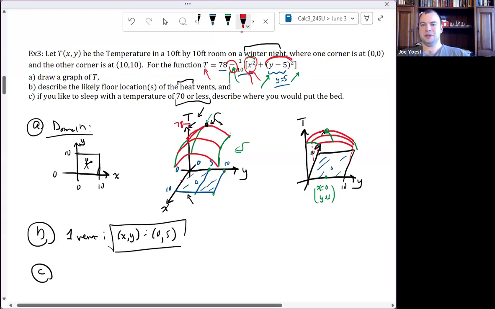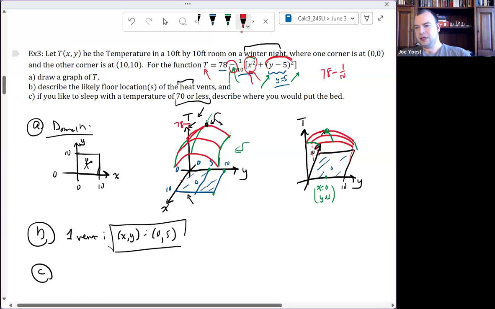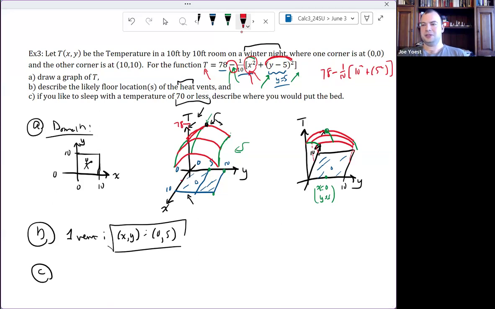So this is 78. And I know that as I plug in larger values of x or values of y that deviate more from 5, the temperature goes down. So if I have x equals 10 down here, and let's say y equals 10 as well, then I have 78 minus 1/10 times 10 squared plus 5 squared. So this is 125 over 10, which is like 12 and a half. So this is like 66 or something like that degrees. So this height is maybe 66-ish.